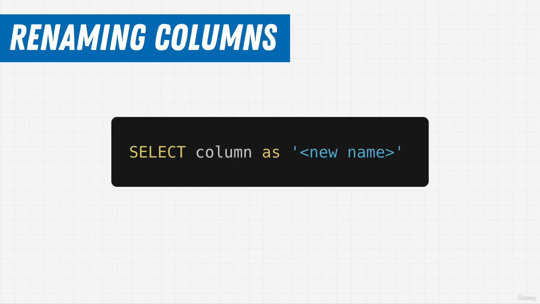Well, when renaming columns, it's a very simple statement. It's SELECT column AS, and then between string quotes, you give it a new name. And so you can fill in anything there, and the column will be named that. Isn't that cool? So let's get into that. Let's do an exercise around that.